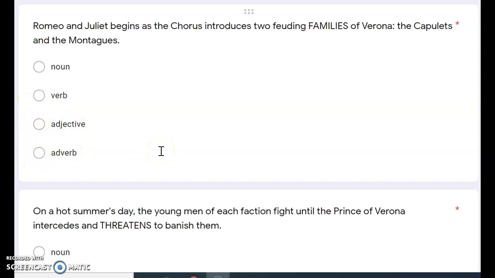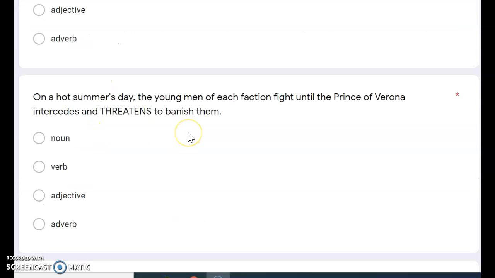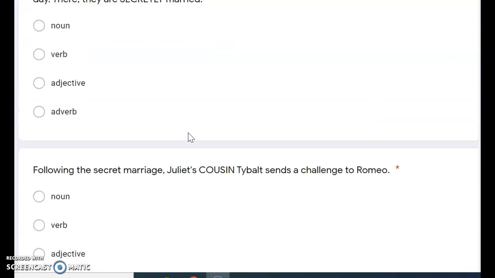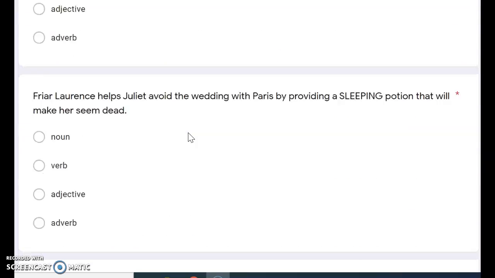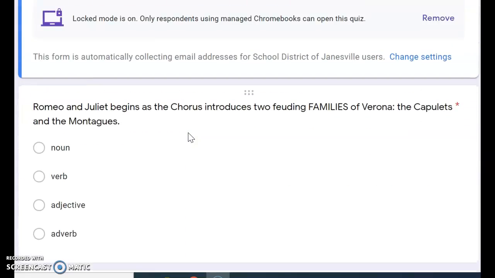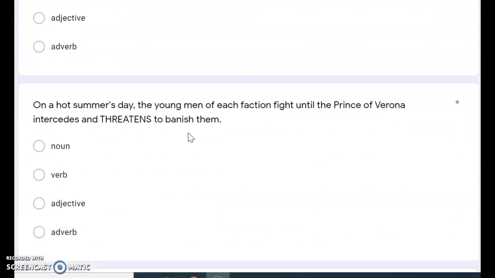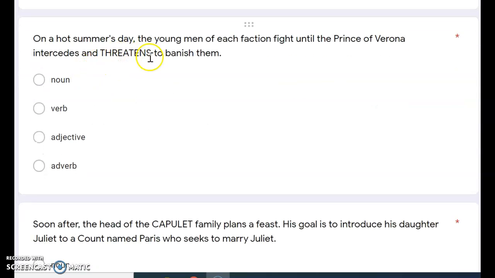Now remember, it is important to read the whole sentence because so many words could be more than one part of speech depending upon how they're used. So you want to make sure you read the whole sentence. Is this word in this sentence being used as a noun, verb, adjective, or adverb? And as you scroll down, you'll see there's just a few of those. So that's it. That's what the quiz is. It's just that same sort of question over and over and over again, just with different sentences and different words in all caps.